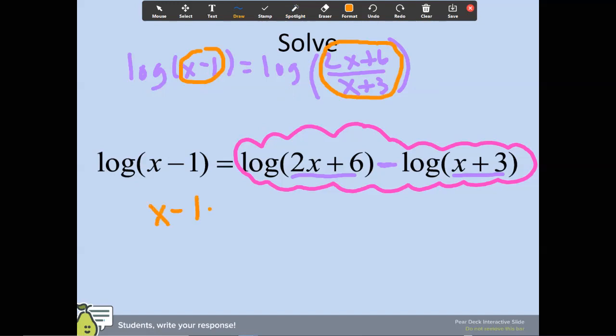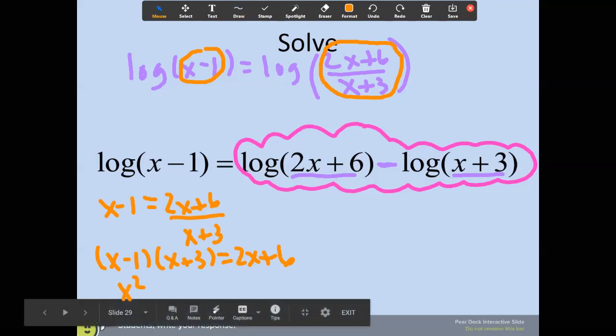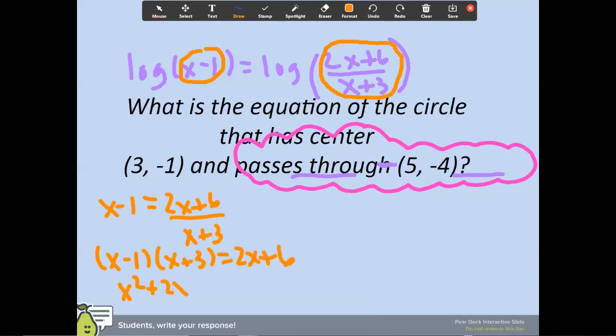So x minus 1 is equal to 2x plus 6 over x plus 3. Let me give myself some more space because it's going to end up being quadratic. I'll try to give myself some space. So I am going to multiply both sides by x plus 3. So I'm going to have an x minus 1 times x plus 3 on this side equals 2x plus 6. I am multiplying out x minus 1 times x plus 3. That will be an x squared plus 2x minus 3 is equal to 2x plus 6.